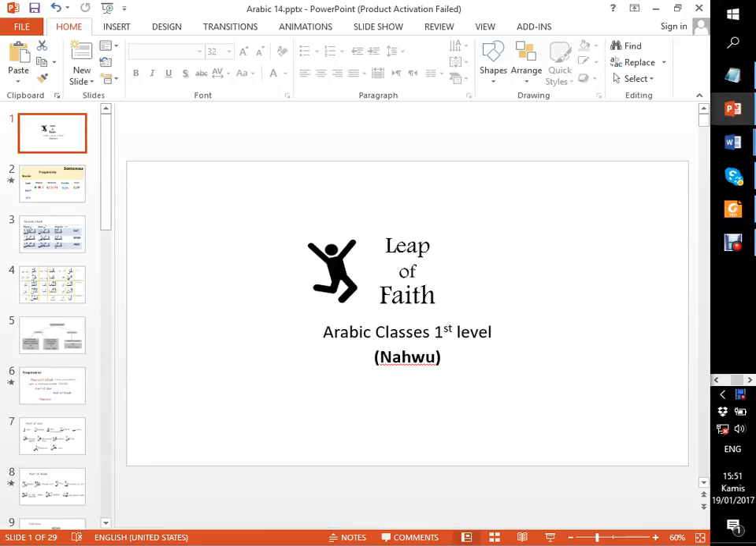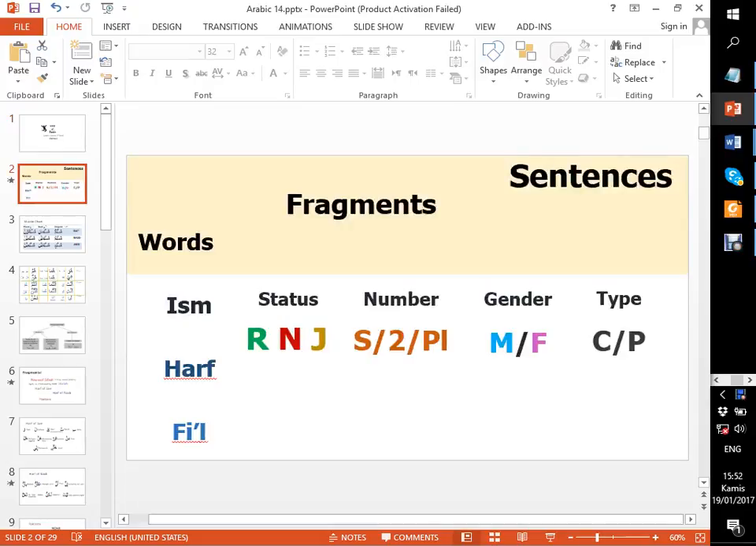Today will be the last class, the last session. We have reviewed several sessions. The last time we were reviewing fragments, but now we can review all of the sessions that we have covered. So we have words, fragments, and sentences. Words, you may divide into ism, harf, and fi'il.